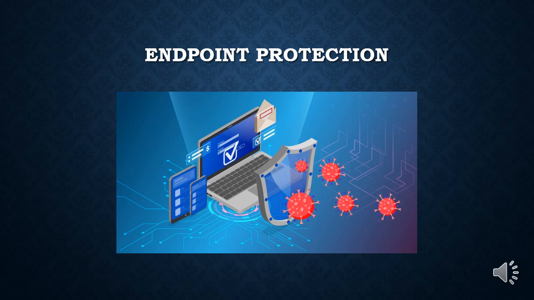Next up, endpoint protection. Endpoint protection is the software running on endpoints, such as desktops, laptops, and mobile devices, which detect and terminate malicious activity. This provides a secondary defense to attacks from email and the web, which are mostly accessed from endpoints.